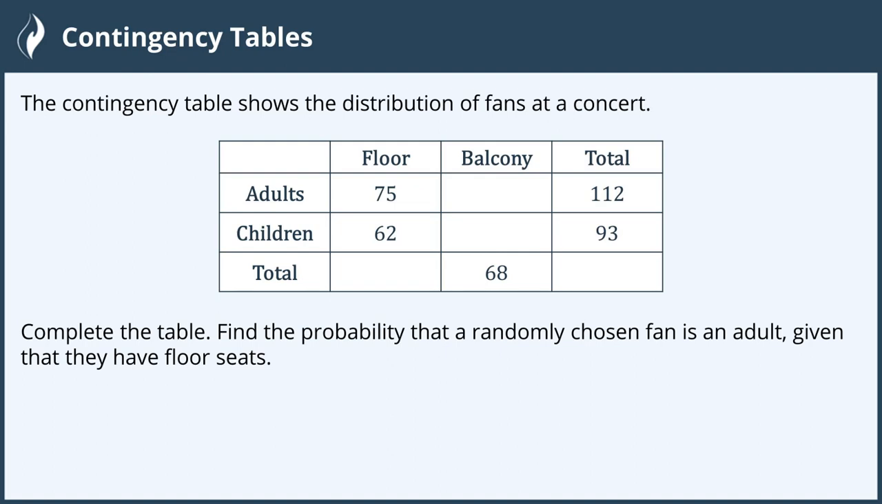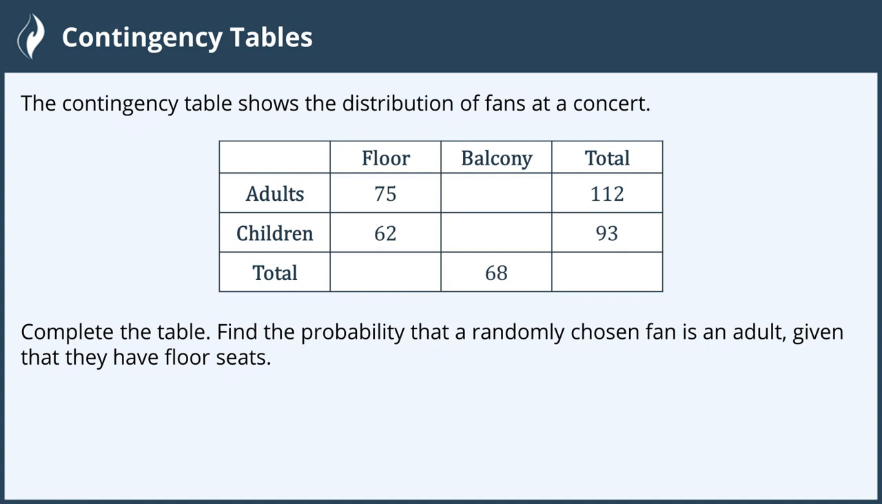Hi everyone! In this video, we will fill out a contingency table. The contingency table shows the distribution of fans at a concert. Complete the table. Find the probability that a randomly chosen fan is an adult, given that they have floor seats.